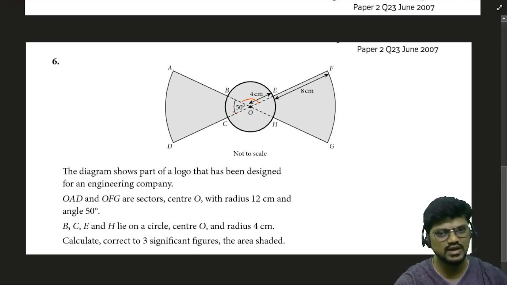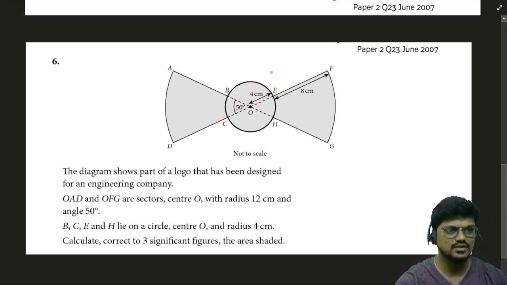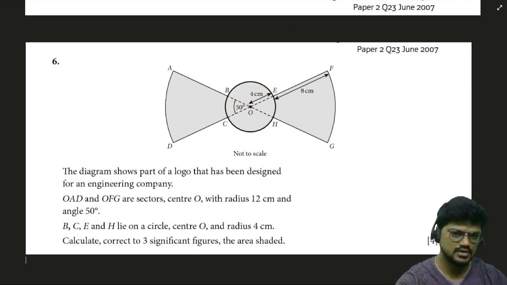You can also do this: this whole angle is 180, right? 180 minus 50, you'll get this angle. That also gives you 130, in an easier way. Fine. The next.